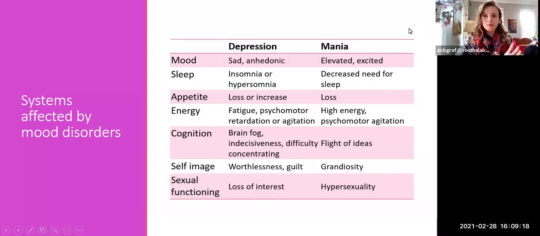So as a reminder, we've talked a lot about the role of the monoamine system in regulating all of these different systems, these different aspects of cognition and behavior. These are all of the aspects of cognition and behavior that are influenced by mood disorders in opposite directions. So far we focused on the depression end of the spectrum. Today we're going to talk about the manic end of the spectrum.